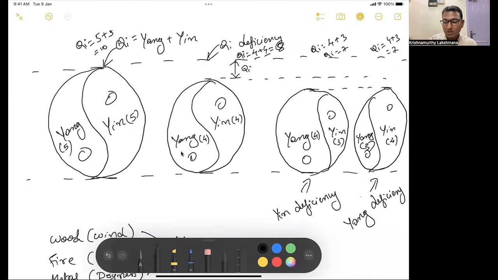Apart from yang deficiency, qi deficiency is also there, no? Yeah, qi deficiency is also there, that is what I told. Qi deficiency. This is qi deficiency. And this is normal. Okay.